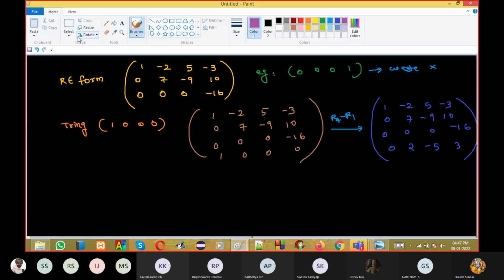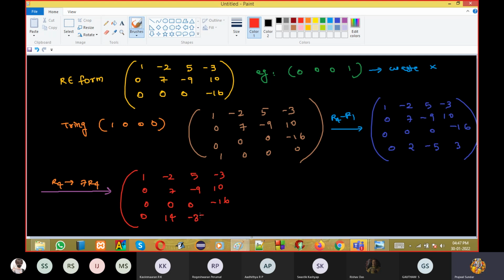Then next, what do you perform? Next, you can perform this and this. Lot of work, not a problem. So I'll do row 4 implies 7 row 4 minus 2 row 2. I'm doing this: 1, minus 2, 5, minus 3; 0, 7, minus 9, 10; 0, 0, 0, minus 16; 0, 14, minus 35, 21. Correct? Someone keep checking, I'm prone to make mistakes. Everyone will make mistakes in this main calculation.